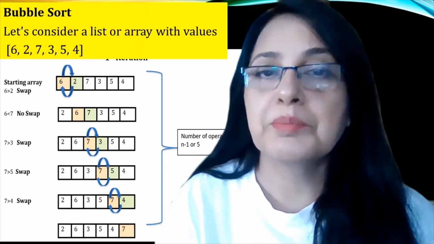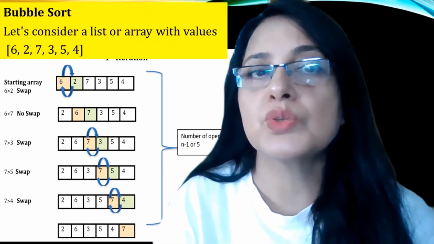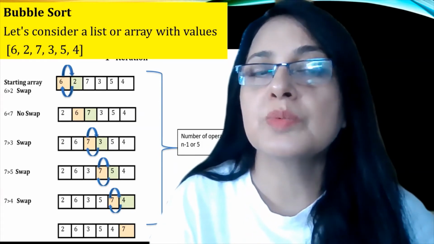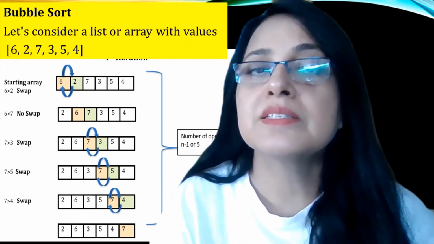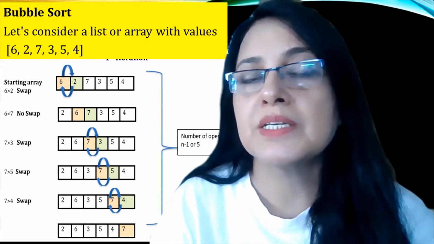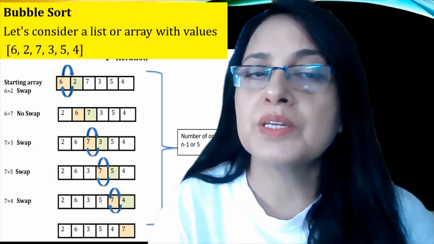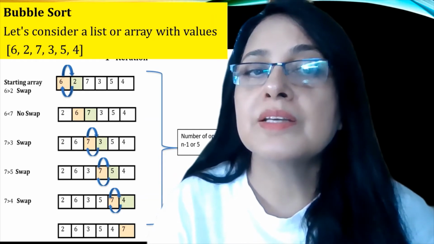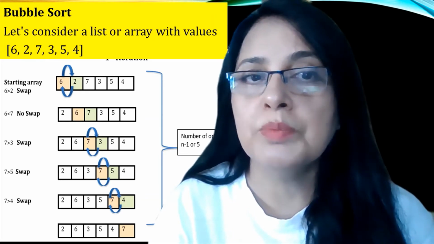We start with an example of bubble sort where we are considering a list of elements 6, 2, 7, 3, 5, and 4. In the first iteration, we start with index 0, which is compared to index 1. And since index 0 element is larger than the element at index 1, the two get swapped. When index 1 is compared to index 2, they will not have any change. Index 2 will now get compared to index 3 and the two get swapped.